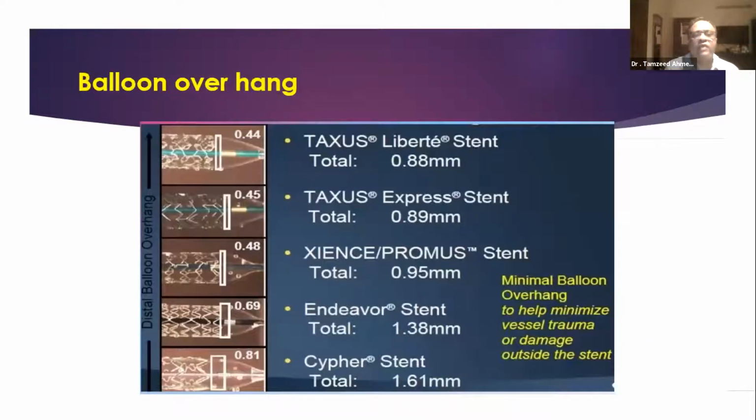Now, balloon overhang. Earlier generation stents actually had significant balloon overhang, like Cypher, they had 1.61 millimeter and others were 1.38. With the decrement, Xience is 0.95, Taxus 0.89, Taxus 0.88. So with minimal balloon overhanging, this helps to minimize vessel trauma or damage outside the stent.